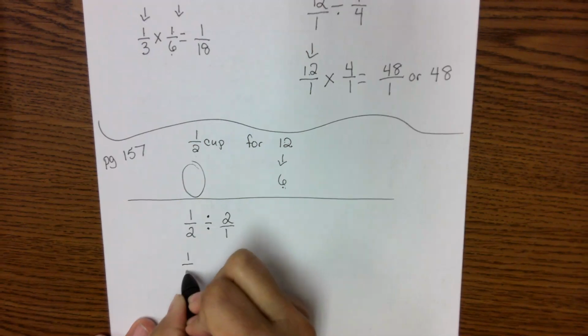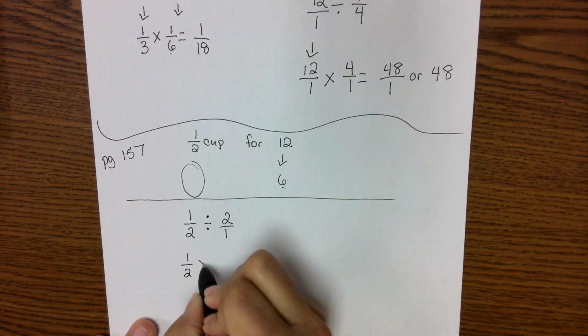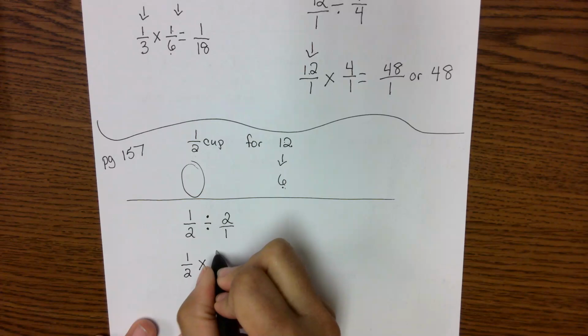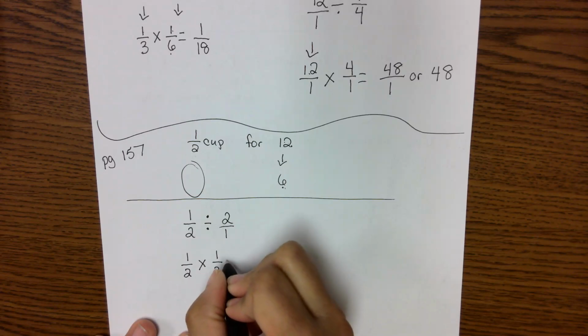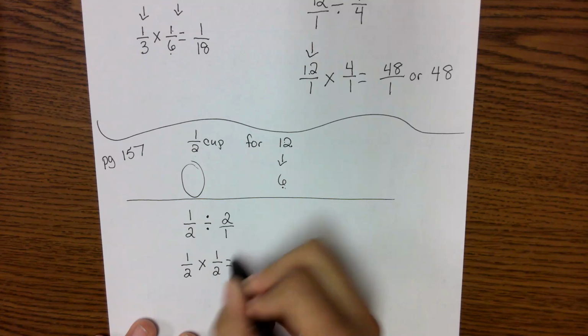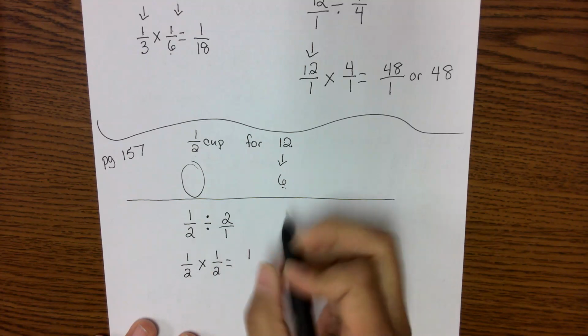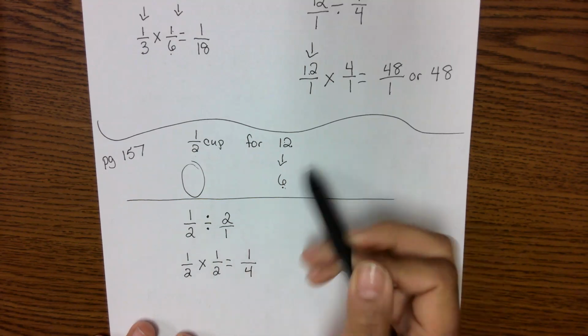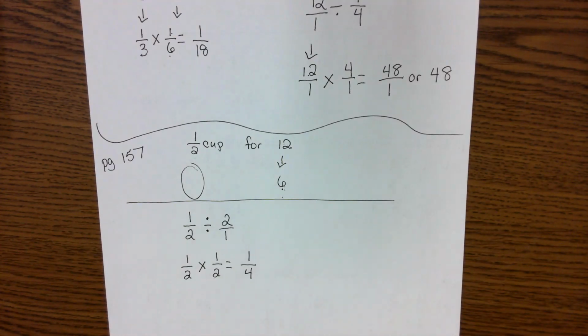So I keep, change, and flip. 1 times 1 is 1. 2 times 2 is 4. So for 6 muffins, she would only need 1/4 a cup of flour. Yes?